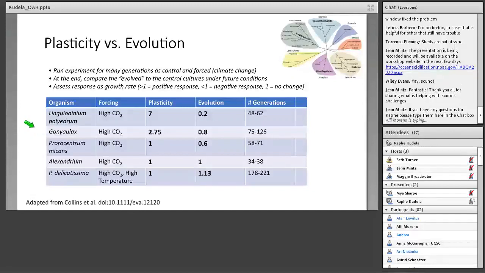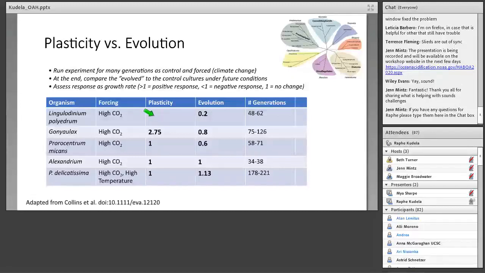And just to walk you through this, in these experiments, you grow the organism at high CO2, and typically these experiments were done at 750 ppm. Then you see how much faster or slower they grow compared to organisms that are grown at ambient conditions. The plasticity column says that, using Lingulodinium as an example, if I grow them in high CO2, Lingulodinium grows about 7 times faster at high CO2 than it does at ambient CO2.